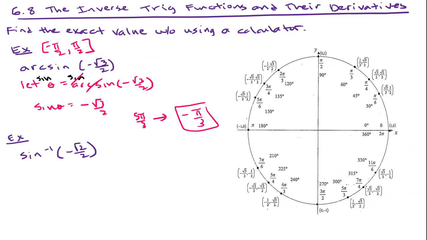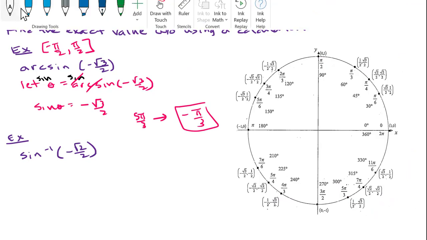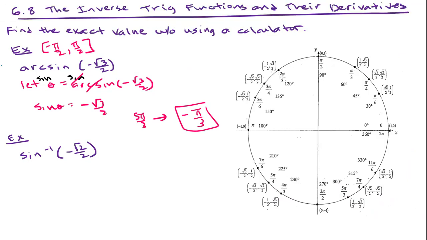Okay, so let's look at the next problem here. This one we want the inverse sine of negative radical 2 over 2. So again, we're going to let theta equal the inverse sine of negative radical 2 over 2. We're going to take the sine on both sides. So we're going to have sine of theta, and then the sine and the inverse will cancel each other, giving us negative radical 2 over 2.